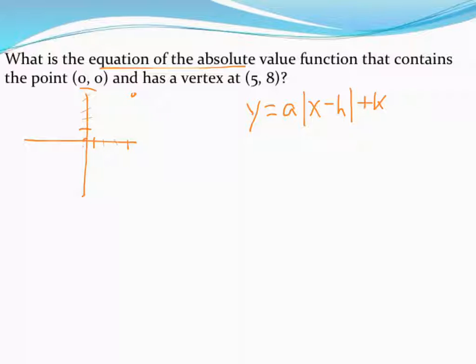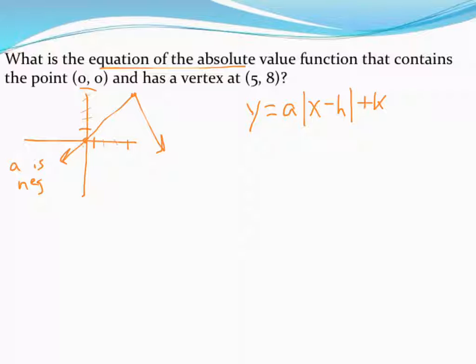Knowing the vertex is up there and my point on the graph is down at 0, 0, I know my absolute value equation is going to look something like that, which right away tells me a little bit about the a value. Since the graph is flipped or reflected, it's going to tell me that the a value has to be negative. So I'll make a little note about that. A is going to be negative.